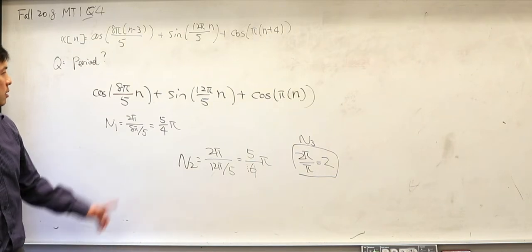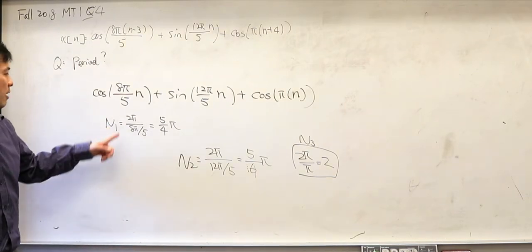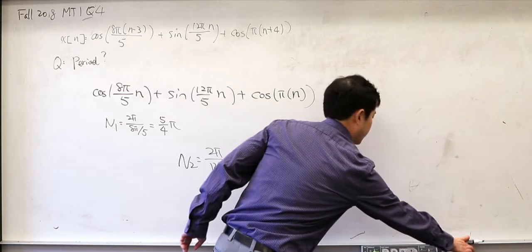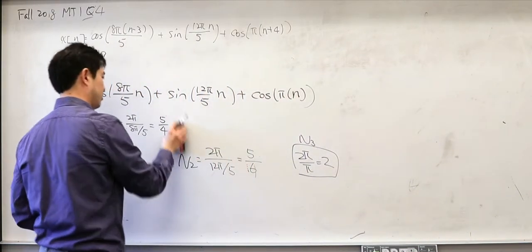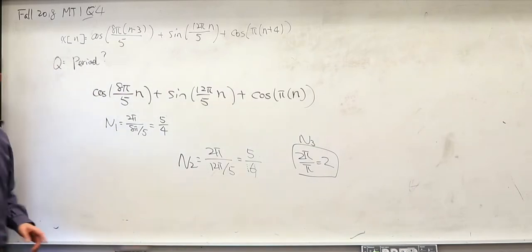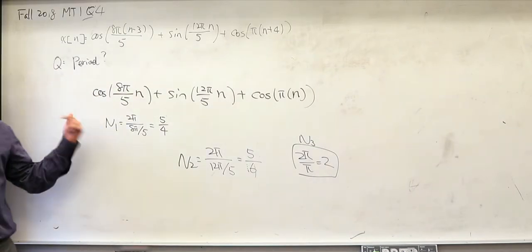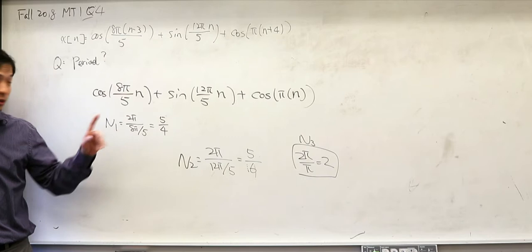Like M1's period should be 5 fourths. Oh, yeah, 5 over 4, yes, you're right. Thank you. So the pi cancels out. So the question is, what is the period? So no, it's actually not the period.